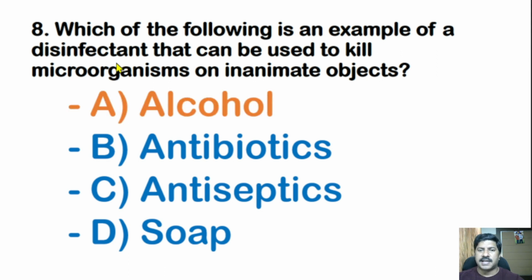So the correct answer is alcohol. Alcohol is an example of a disinfectant that can be used on inanimate objects, that means non-living objects. It can be used to kill microorganisms. Antibiotics are used in living organisms, and antiseptics obstruct the growth of microorganisms, and soap is an example of detergents. That is why I told you the word disinfectant should be taken into consideration while answering this question.